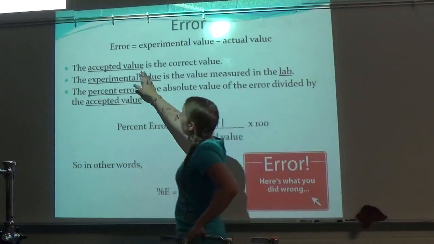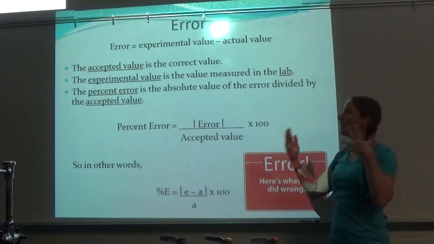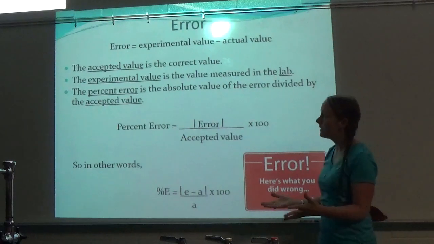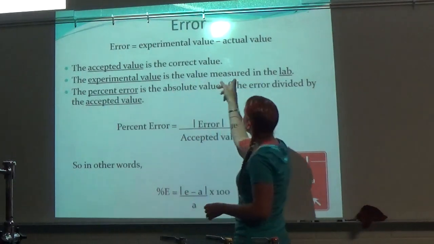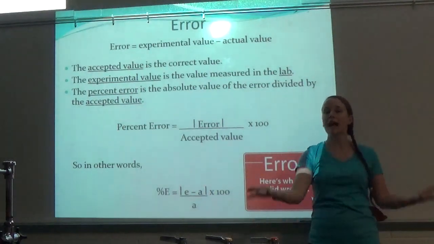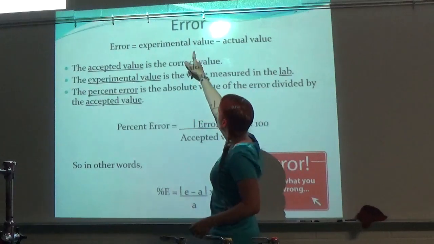So the accepted or actual value is the correct value. That's what the object actually is. So if you're taking the mass or something like that, that's its actual mass. The experimental value is the value measured in the lab. So it'll tell you a student measured it, or you may actually measure it in lab or something like that. So error is just experimental minus actual.